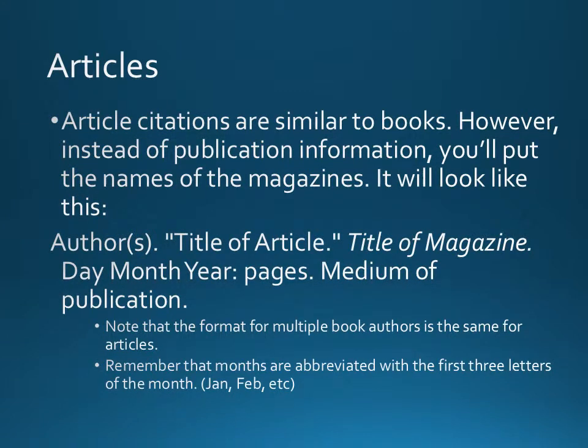Okay, so article citations are similar to the books. However, instead of putting the publisher, you'll actually put the name of the magazine. So it'll look like the example below. Just one thing to remember is that you make sure that the title of the article is always in quotations, and then the magazine is in italics. A lot of people will spell out the month instead of just abbreviating it, but MLA does require that you abbreviate it with the first three letters of the month.